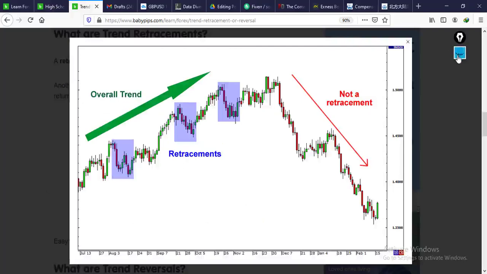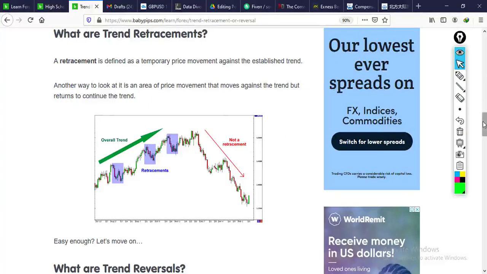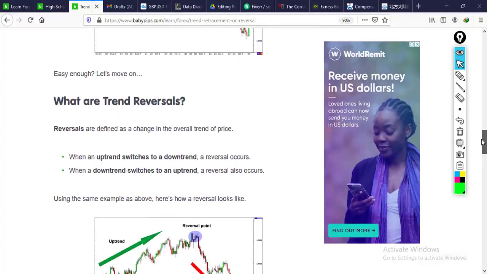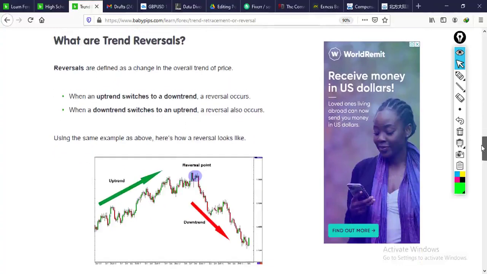Okay, it's still in the same direction, but temporarily the price will come down. It will go up in the same direction, but temporarily price will come down before going up again. Okay, I hope that's simple and clear for you to understand. If you don't understand, try and come back and listen to this again. Now with reversals, it's quite different.